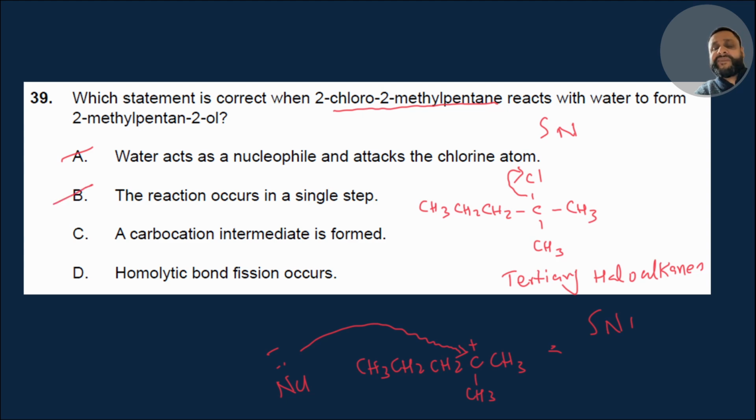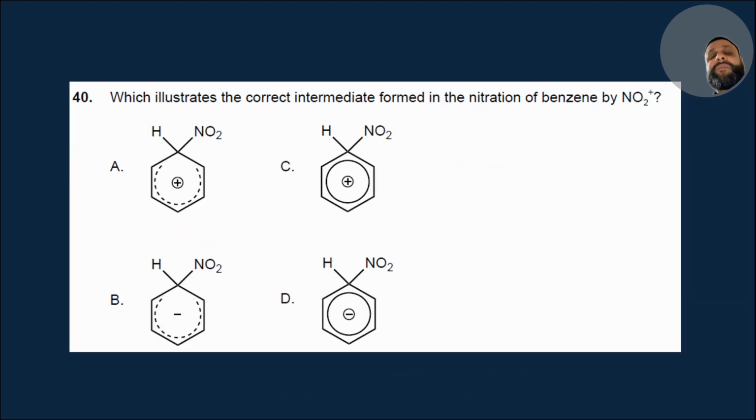First step is a rate determining step and is a slower step. Second step is the fast step. C, a carbocation intermediate is formed. That is correct. Option D, homolytic bond fission occurs. No. If homolytic bond fission takes place, then we should have free radicals, not ions. Hence the correct option is C.